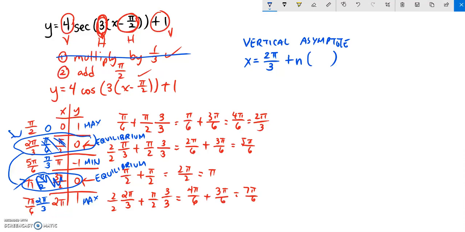So somehow 2 pi over 3 becomes pi. So how do you figure that out? In order to figure that out, we're going to take the bigger number, which is pi, and subtract 2 pi over 3. And we need a common denominator once again. So I multiply by 3 over 3 to end up with 3 pi over 3 minus 2 pi over 3. As you can see, we now have a common denominator. And if we subtract, we end up with pi over 3. Therefore, pi over 3 goes here. And we have written the equation for the vertical asymptote of a secant function.